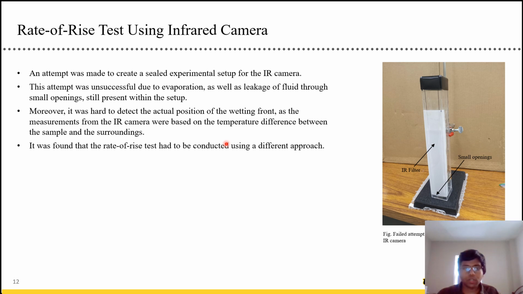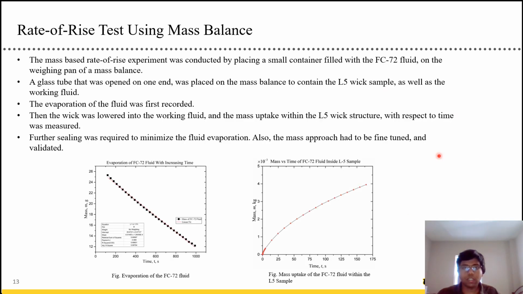So we switched over to another setup where things are sealed. There's an IR filter here. However, we tried to saturate it and seal it and remove evaporation, but there are still some small openings down there, and that made it very difficult to conduct these experiments. There is even fluid loss through that, so we gave up on that. And we started using a mass balance and measured the mass instead of visually finding the height.